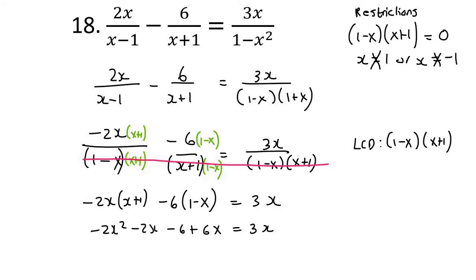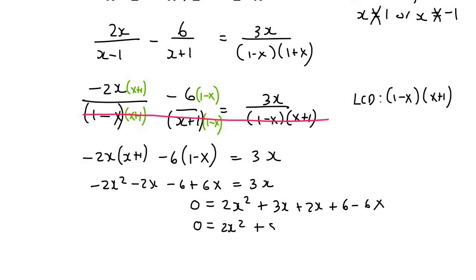Can then take everything to the left or to the right. It doesn't really matter. I'm going to take everything to the right. And then that's going to give us this plus 2x plus 6 minus 6x. So that's going to give us 2x squared plus 5x. Oh no, there's another minus 6. So that's going to be minus x plus 6.